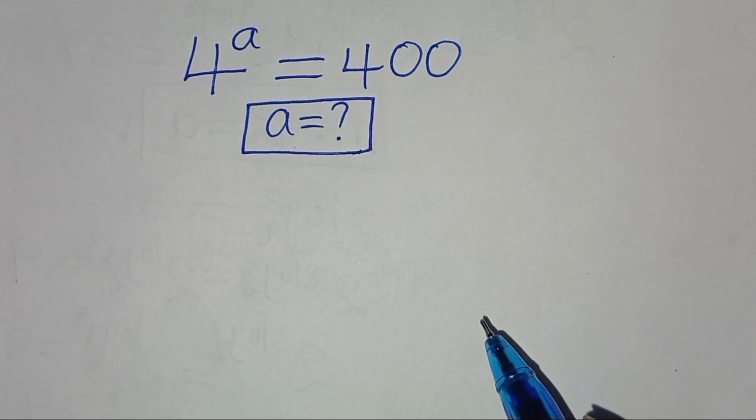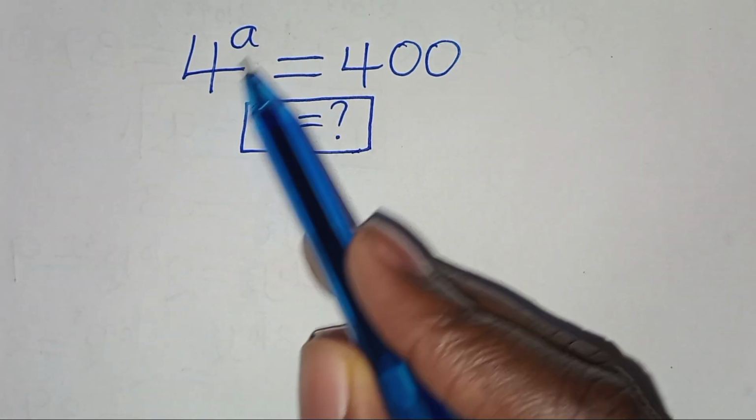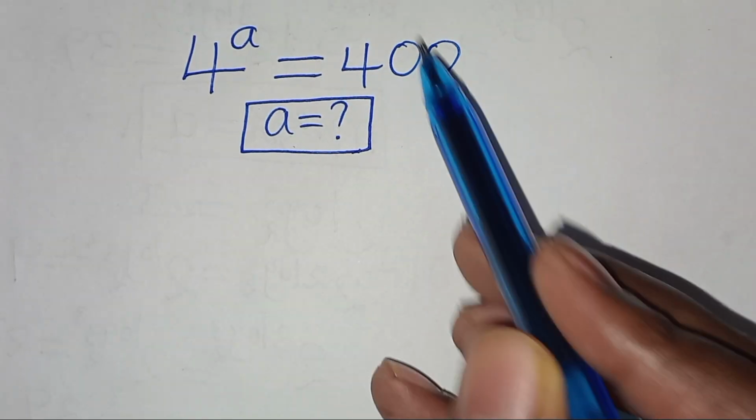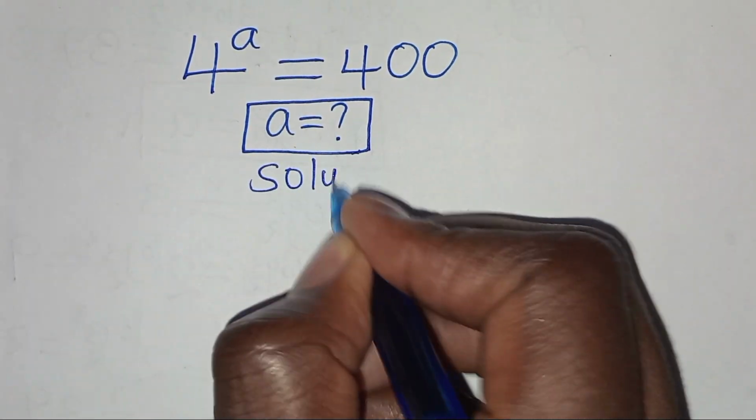Hello everyone, you're welcome to solve this nice exponential equation, which is 4 to power a is equal to 400. What is the value of a? Now, let's present the solution from here.